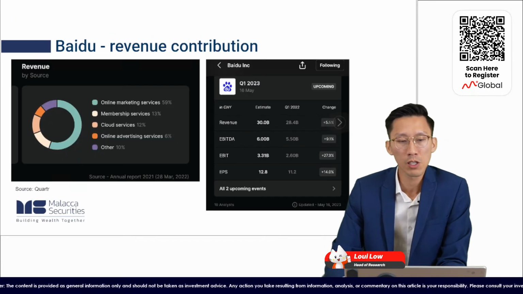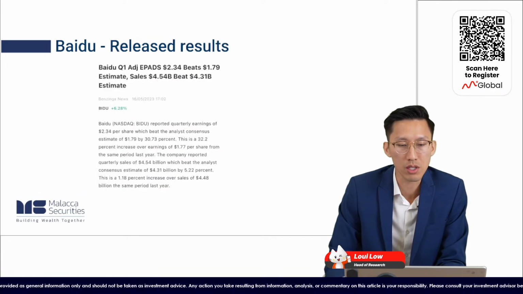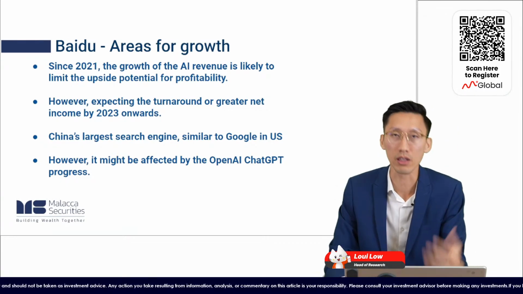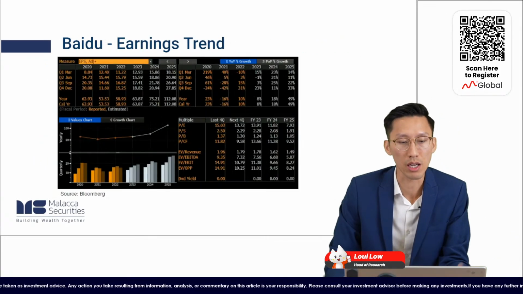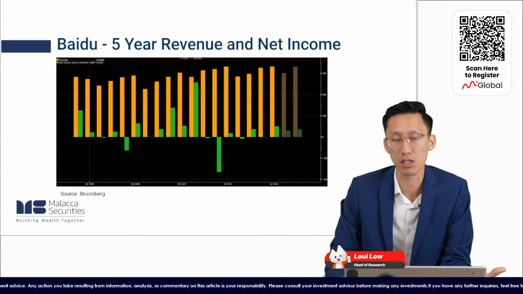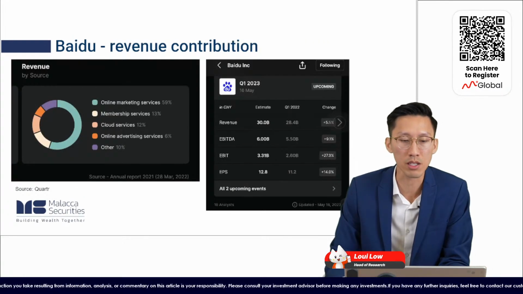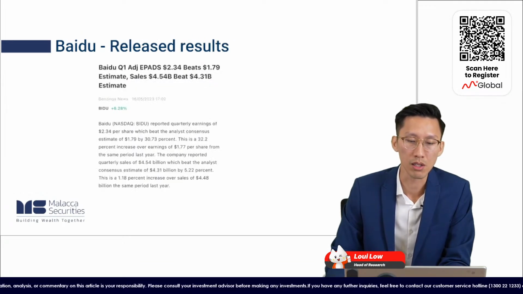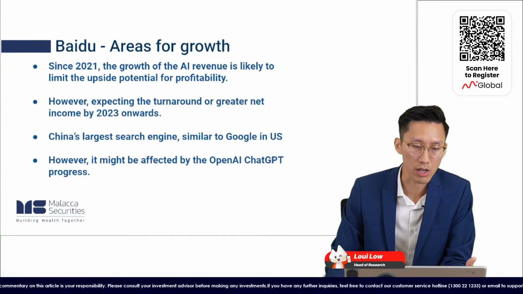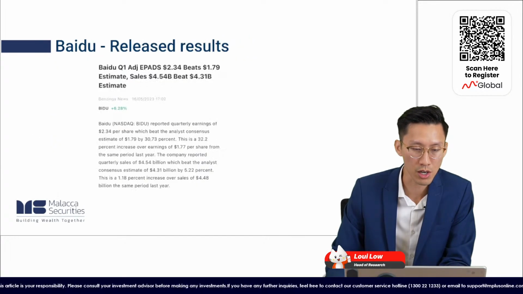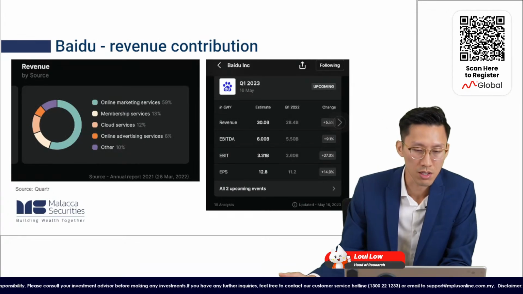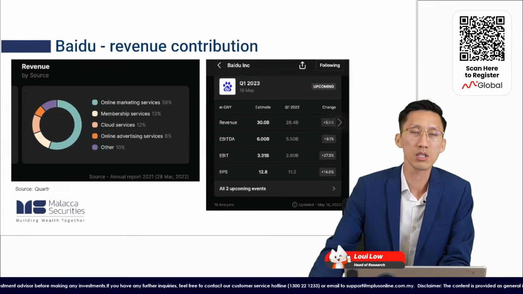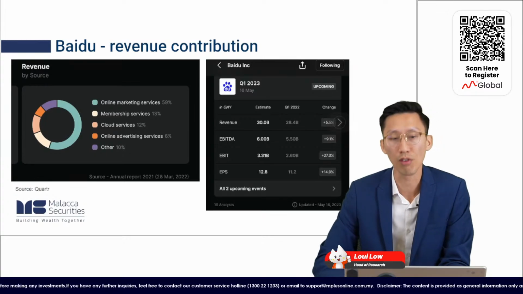Okay. So on the Baidu side, Baidu is always said to be like Google in the US. Baidu is like the China Google. You can search many things inside Baidu. Besides that particular segment, there are several things that we can look into, which is, let me check here, yeah, online marketing services. They have membership services, cloud services, online advertising services. All those things are some of the revenue contributions for Baidu.